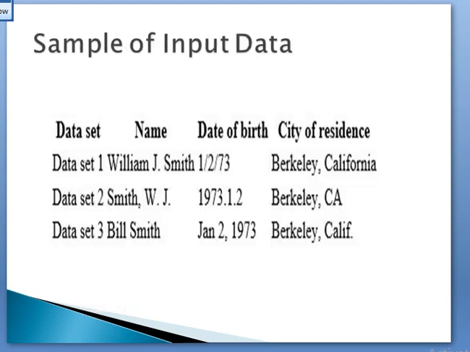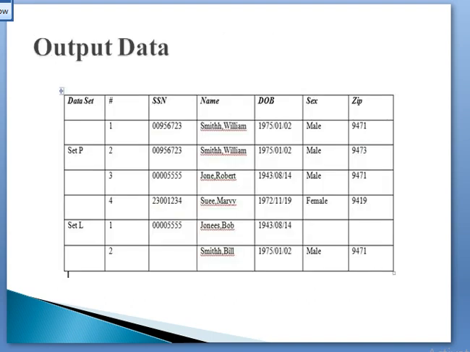Suppose this is sample data set 1, William J. Smith, and W.J. Smith. These are two different data sets, but they are the same in different formats. So this is the type of redundancy. We have to remove this type of redundancy. For removing it, we convert to data set P and data set L, and for each data set P and L we divide it into sub data parts and match every name and the data and other columns of the data.